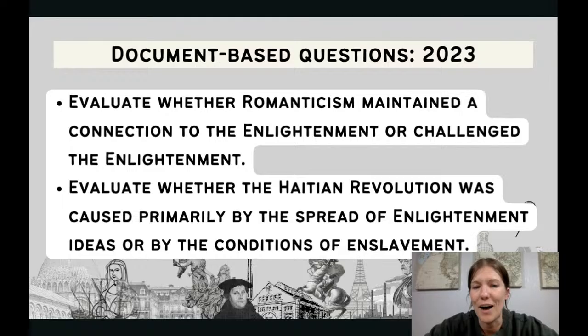The second one was: evaluate whether the Haitian Revolution was caused primarily by the spread of Enlightenment ideas or by the conditions of enslavement. Same thing. As you read through these documents, you are going to see that some of it was inspired by the Enlightenment and all of those ideals passing on to the Haitians, but some of it was also inspired by the fact that they were enslaved. Then you're just going to say which one was more important, essentially. People were so mad about the Haitian Revolution DBQ.